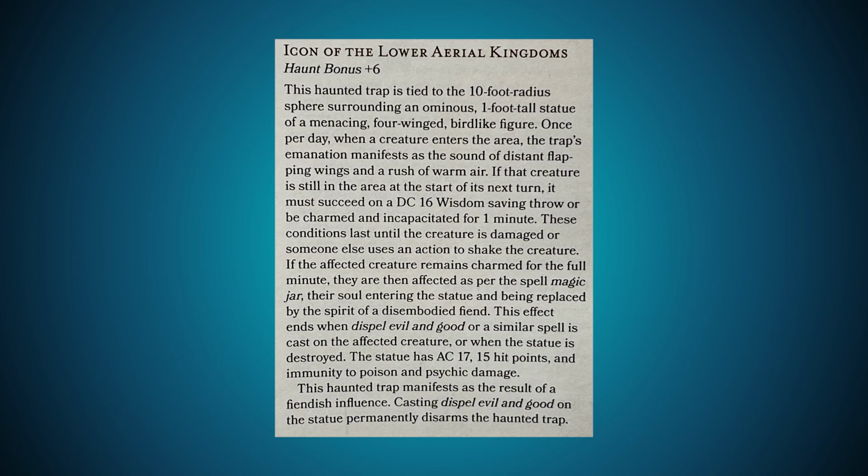haunt bonus of +6. This haunted trap is tied to the 10-foot radius sphere surrounding an ominous, 1-foot tall statue of a menacing, 4-winged, bird-like figure. Once per day, when a creature enters the area, the trap's emanation manifests as the sound of a distant flapping wing and a rush of warm air. If that creature is still in the area at the start of its next turn, it must succeed on a DC 16 Wisdom saving throw or be charmed and incapacitated for 1 minute.